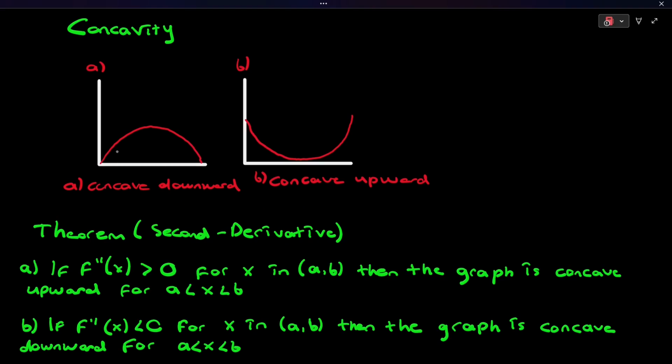Let's start with a really intuitive approach. If we have a graph like this, where the graph is looking down, we will call it concave downward. And if it's looking like this, like a bowl looking upward, we will call it concave upward.